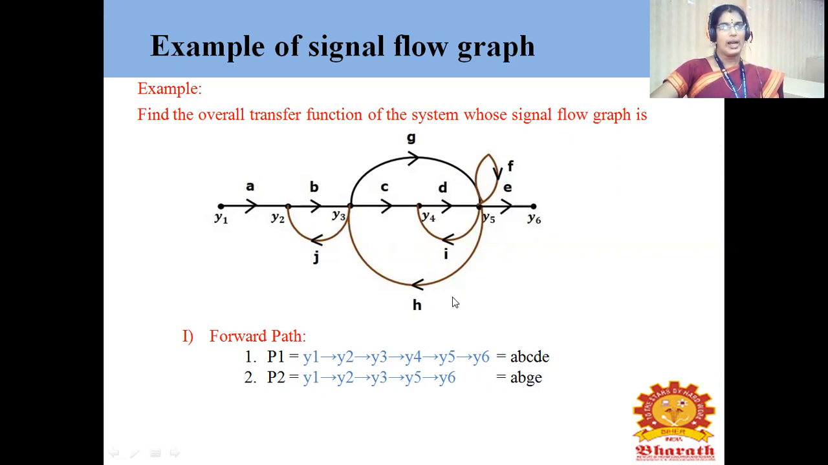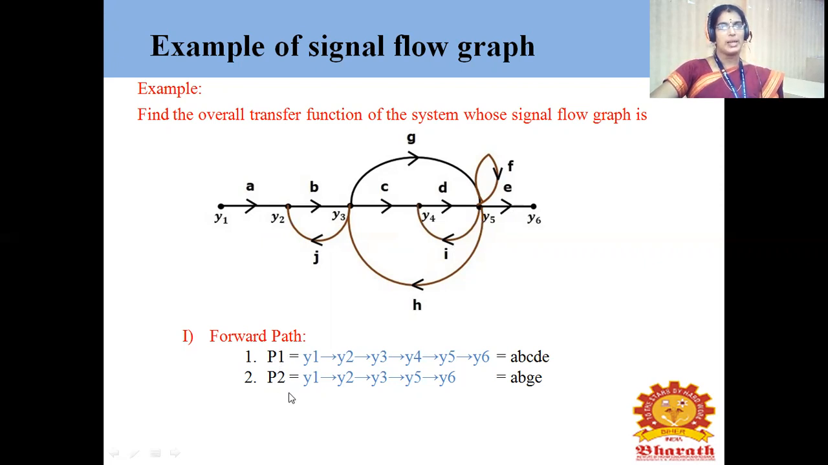So you can ask me why we are not calculating this one. This is nothing but the feedback signal. We are going to find the forward path only in the feed forward direction. If I consider this one, the node starting from Y4, Y5, again it is touching the same node, so it cannot be considered as a forward path. So only 2 forward paths. So it is clear that if you have only 2 forward paths, the n value will be equal to 2.